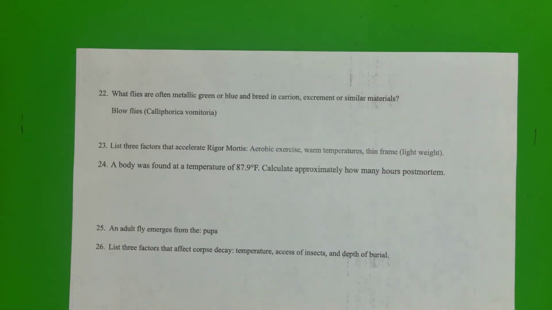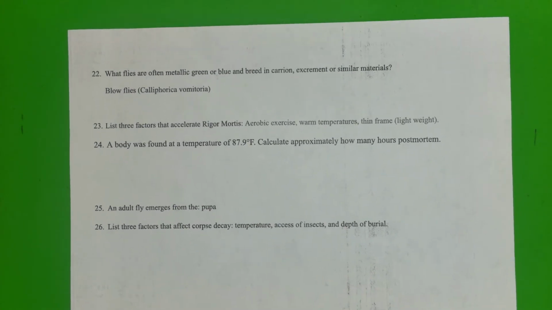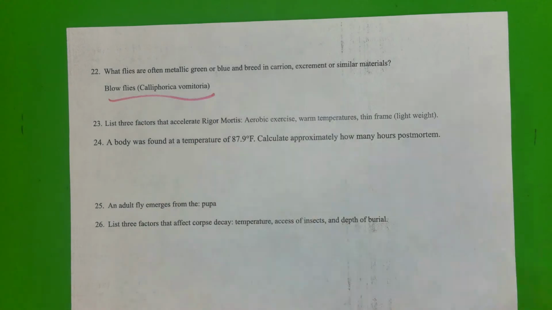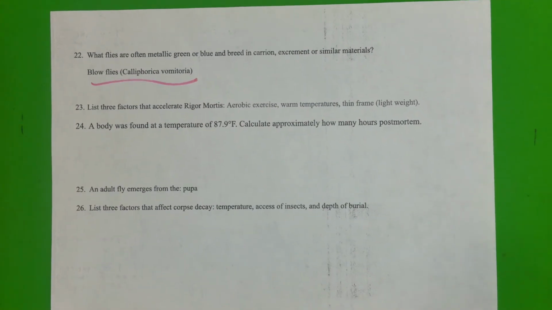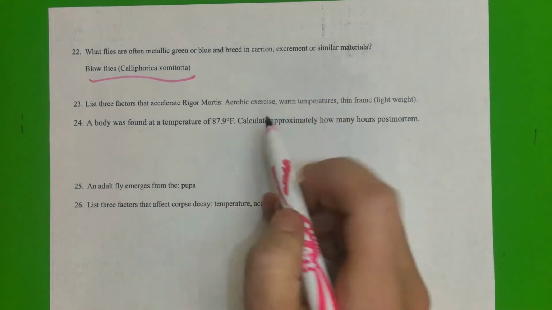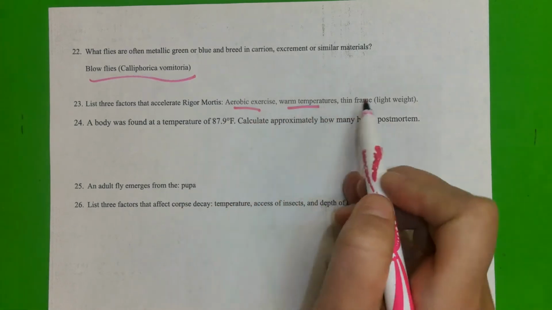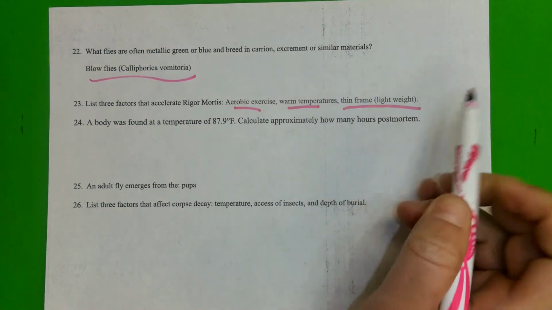Okay, so blowflies are often metallic green or blue and breed in carrion, excrement, or similar materials. These are Europe blowflies. List 3 factors that accelerate rigor mortis. That's exercise, room temperature, and if you're lightweight.